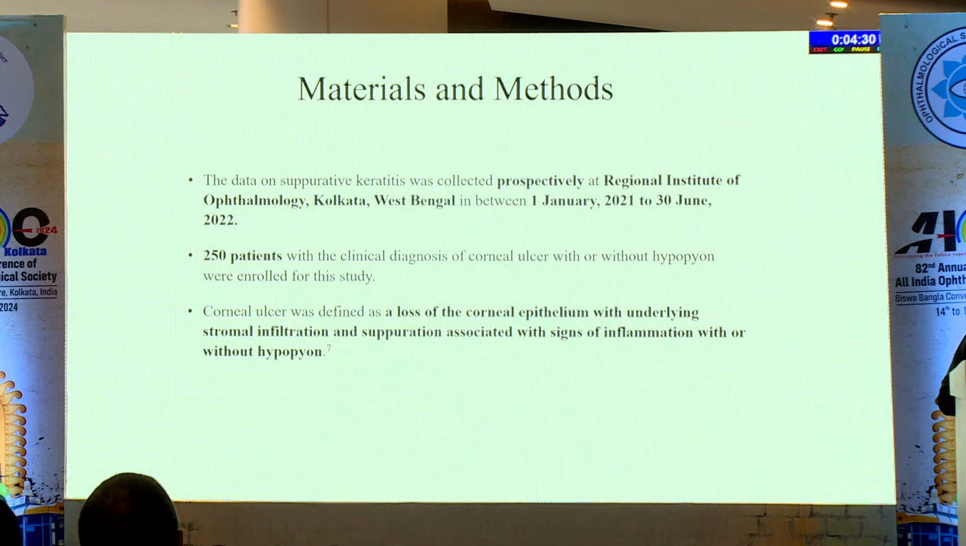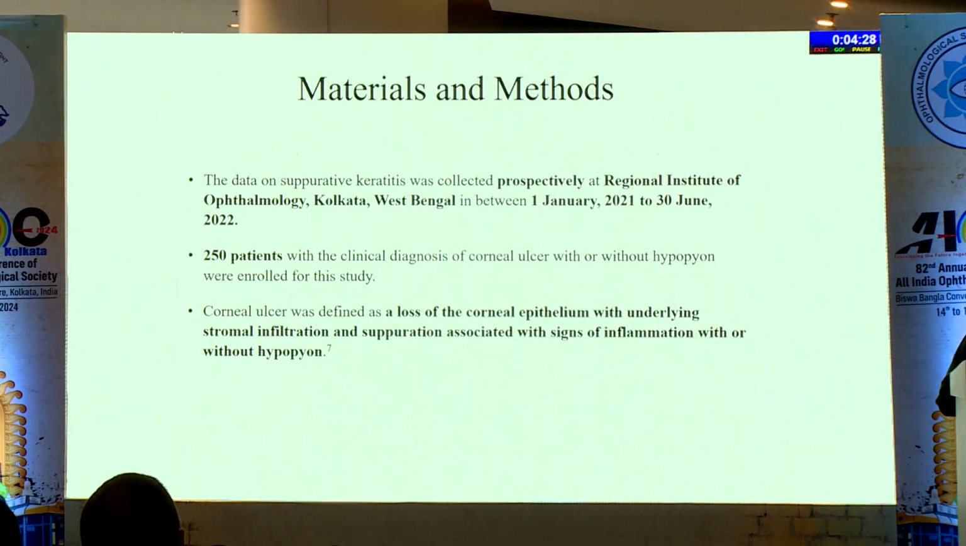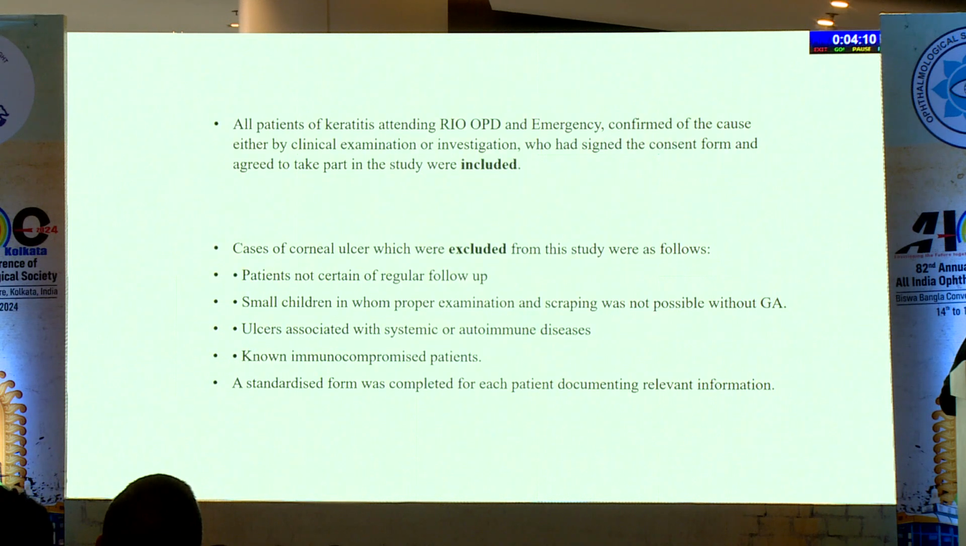The data on suppurative keratitis was collected prospectively at Regional Institute of Ophthalmology, Kolkata. Between 1st Jan 2021 and 30th June 2022, 250 patients were enrolled for the study. Corneal ulcer was defined as a loss of the corneal epithelium with underlying stromal infiltration and suppuration associated with signs of inflammation with or without a hypopyon. All patients of keratitis attending RIO-OPD and emergency, confirmed of the cause either by clinical examination or investigation, who had willingly agreed to take part in the study and had signed proper consent forms were included.